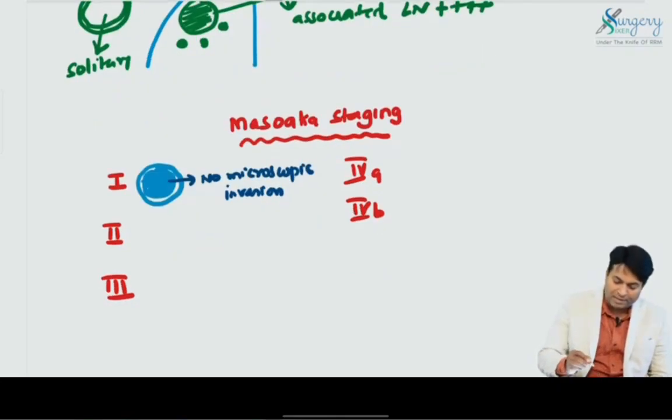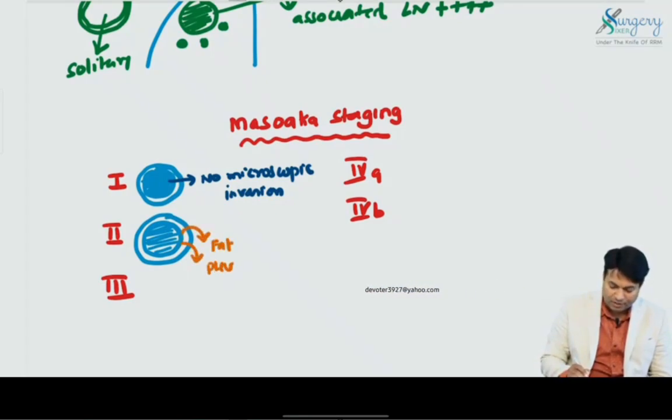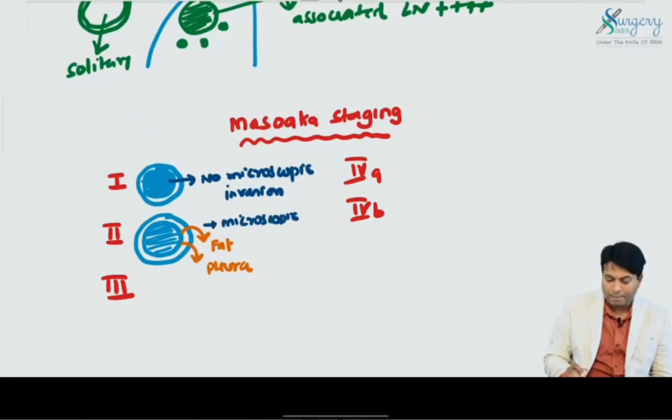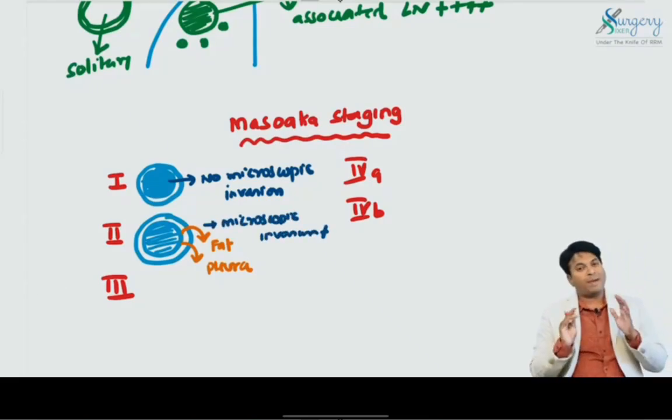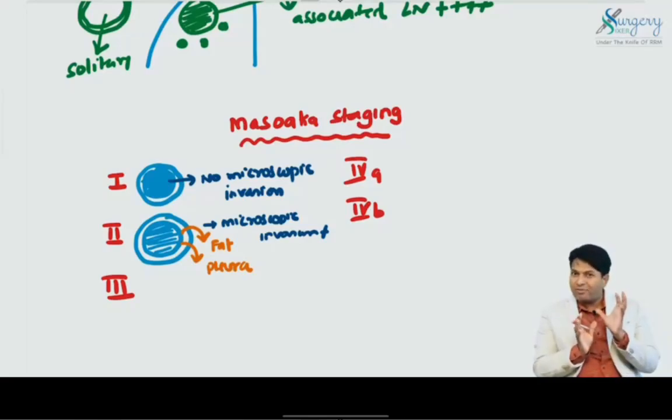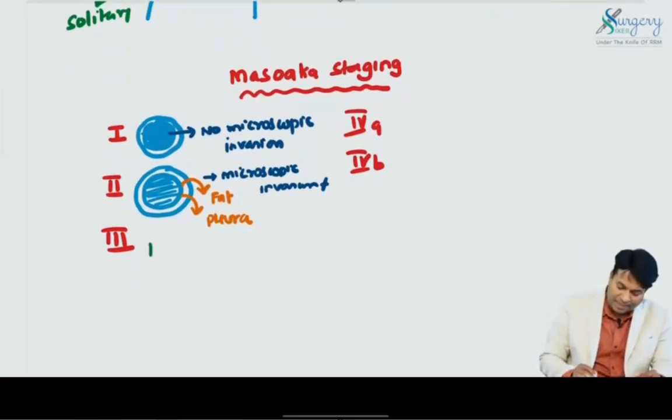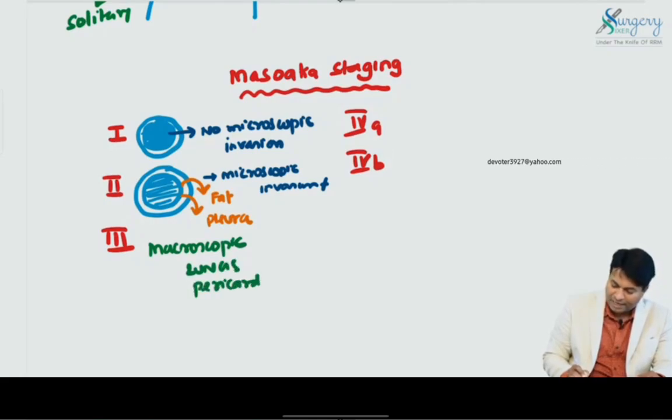In stage 2, there is a well-defined capsule, but it has infiltrated into the surrounding fatty tissue and pleura, and there is definitely microscopic invasion present. So there is no microscopic invasion, well-defined and localized, is 1. Stage 2 is infiltrating into fat and pleura with microscopic invasion. Stage 3 is macroscopic invasion. Grossly, we can see it infiltrating the lungs, pericardium, and great vessels directly.